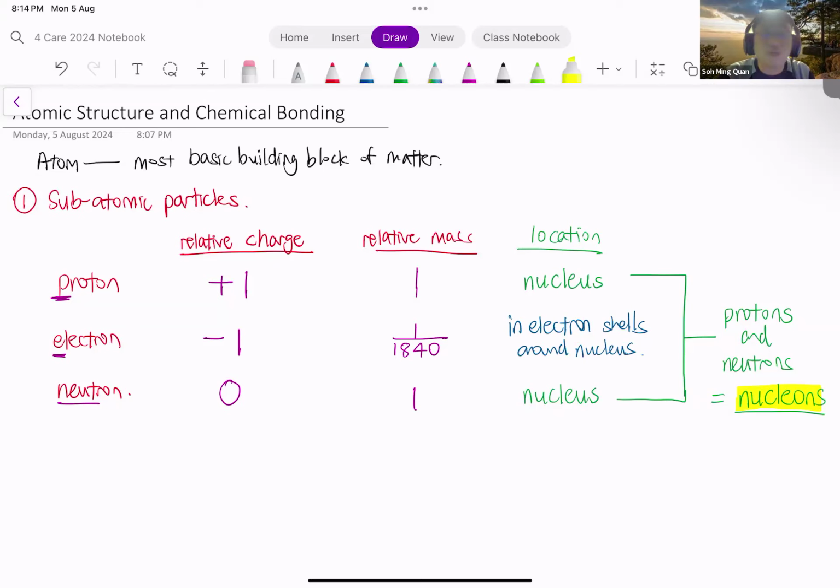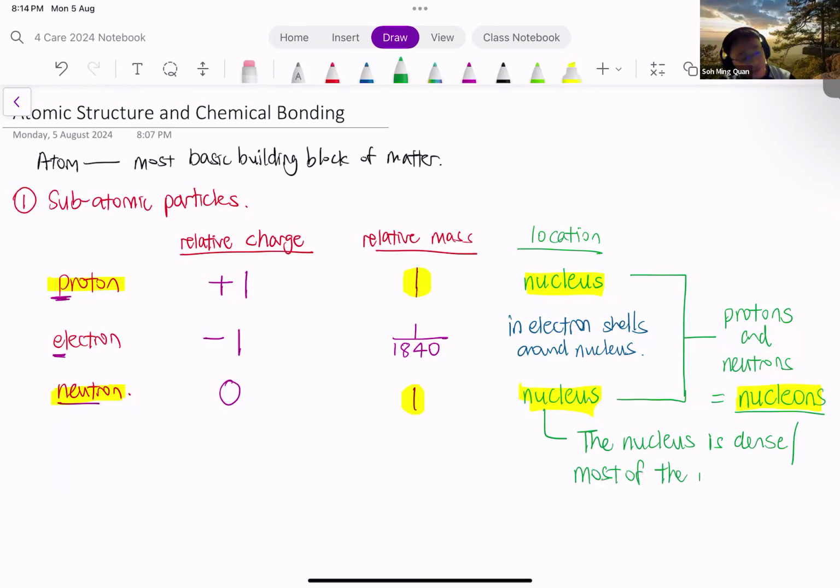Now, the second application you need to know also has to do with the nucleus. You notice that in the nucleus, you have the protons and neutrons. Protons and neutrons both have a mass that is 1. So as compared to an electron, a proton and neutron is much heavier. And this leads to the next conclusion. The nucleus is dense. Or another way of saying it, most of the mass of an atom is in the nucleus.